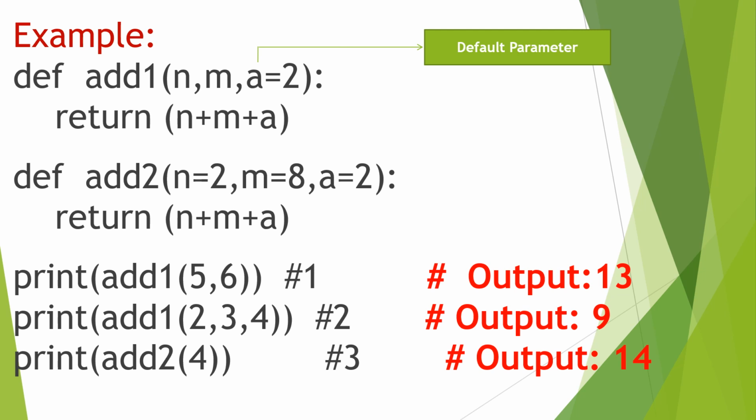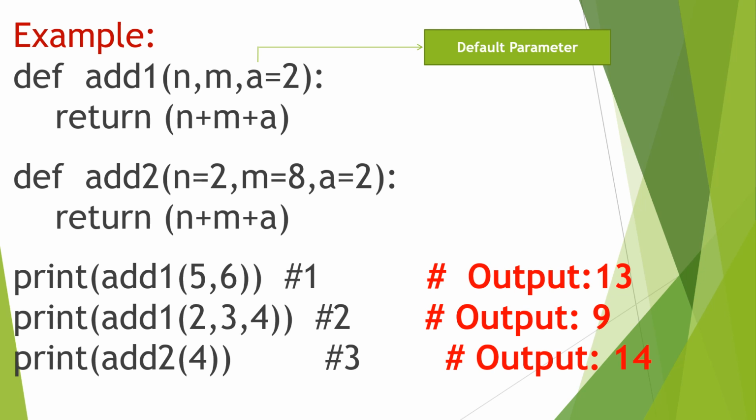When we are passing only two arguments at the time of function call, then the first argument, that is 5, would get copied into the parameter n and 6 would get copied into the parameter m, and the parameter a will use its own value, that is 2, because we are not sending any value for the parameter a. So in this case, the result would be 5 plus 6 plus 2, it would be 13.